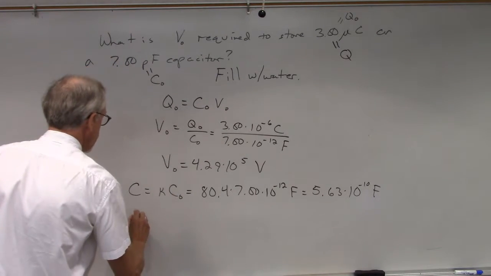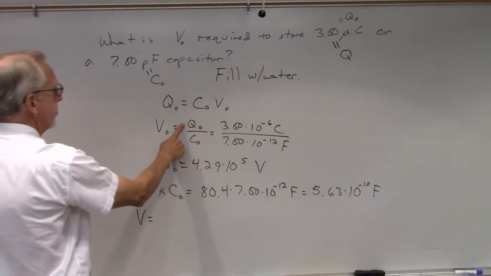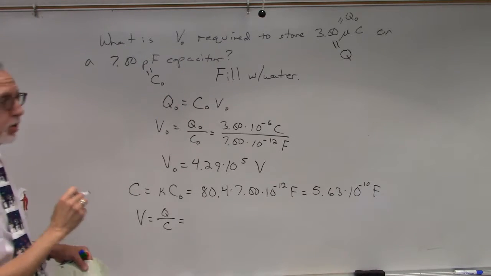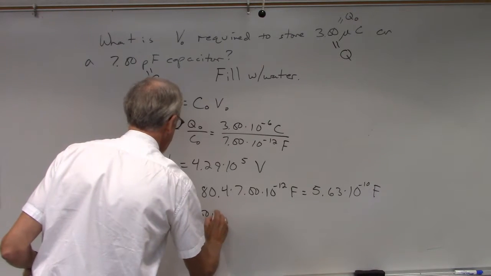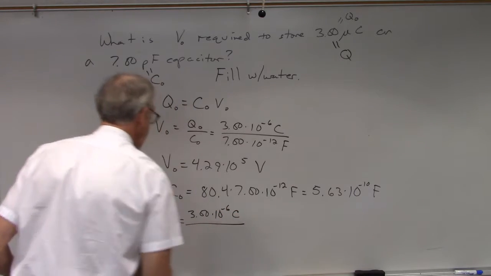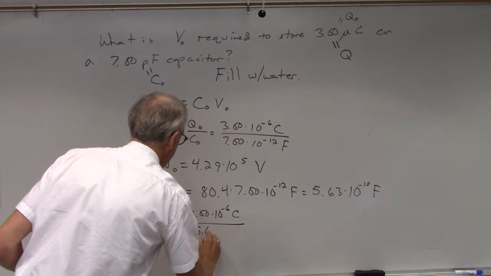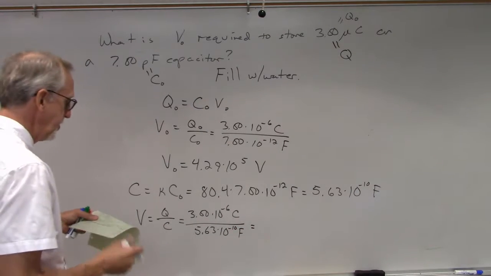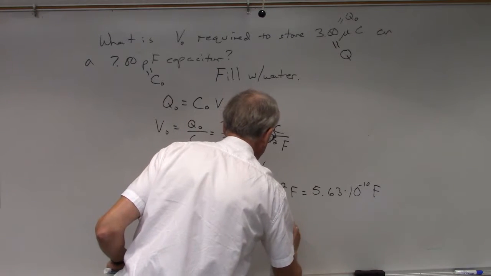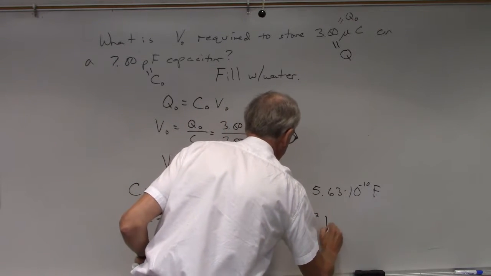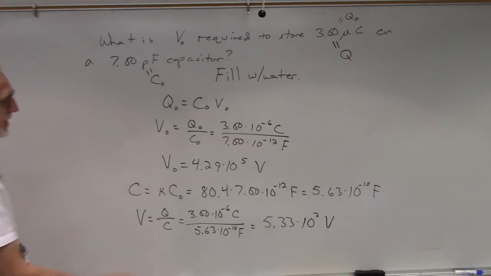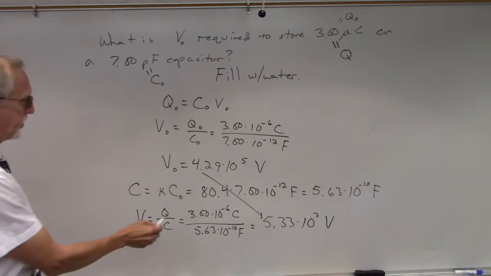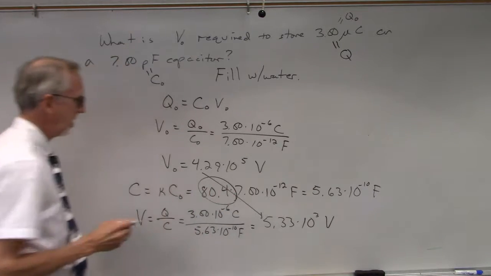And what's our new voltage? The new voltage will be equal to the new charge over the new capacitance. The new charge, same as the old charge, 3 times 10 to the minus 6 coulombs, divided by 5.63 times 10 to the minus 10 farads. Divide that out and we find the new voltage is 5.33 times 10 to the 3 volts. We notice it is less than the old voltage, and actually it's less by a factor of 80.4, the same as the dielectric constant of the water.